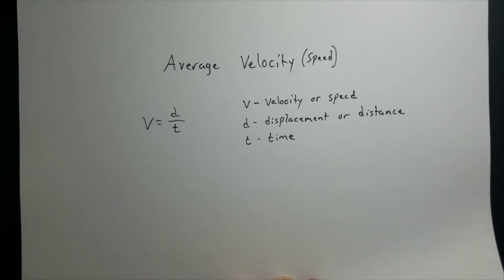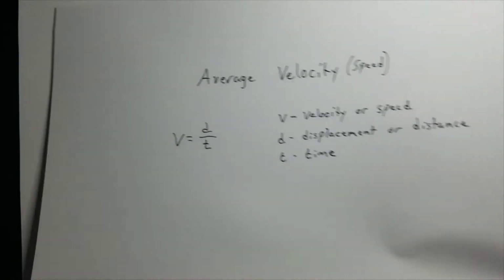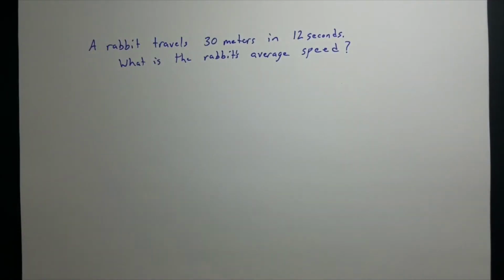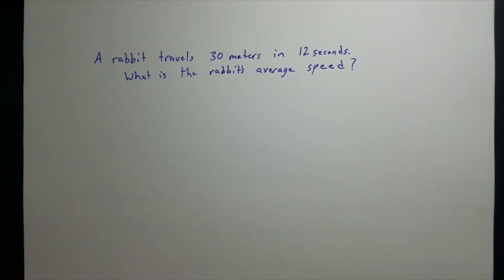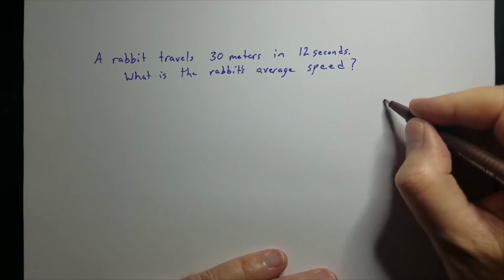And we'll start off with something fairly easy. So let's start off with this one. We've got a rabbit traveling 30 meters in 12 seconds. We want to know the rabbit's average velocity. But first, there are some things that most people want to see when you do a problem. We're going to use what's called the GUESS method of problem solving.